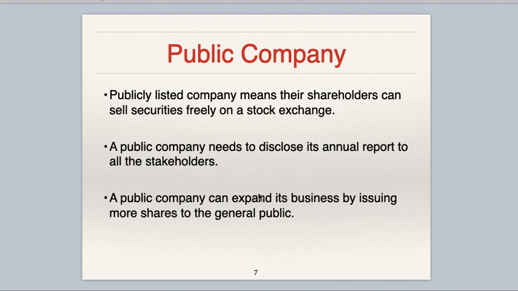A public company can expand its business by issuing more shares to the general public. The company asks the general public to subscribe for its shares through an FPO, that is follow on public offer. More shares are offered to the public.